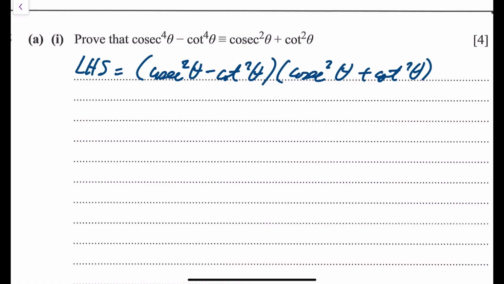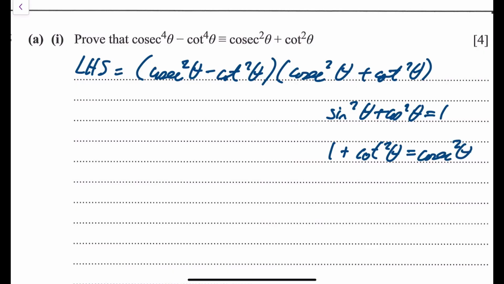And I would just say at the side here, remember, sine squared theta plus cos squared theta equals 1. To get cosec, you need to divide through by sine. Sine squared divided by sine squared is just 1. Plus cot squared divided by cot squared. Cos squared divided by sine squared is cot squared. And 1 divided by sine squared is cosec squared. And that means if you did cosec squared theta minus cot squared theta, you're just going to get 1.